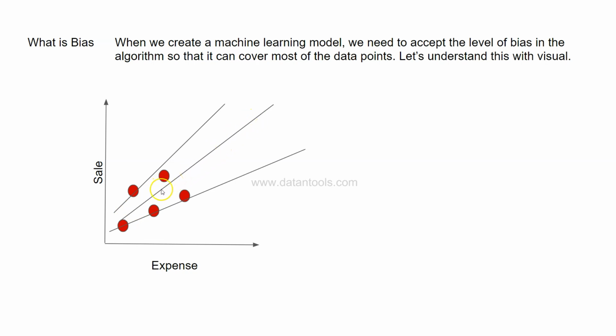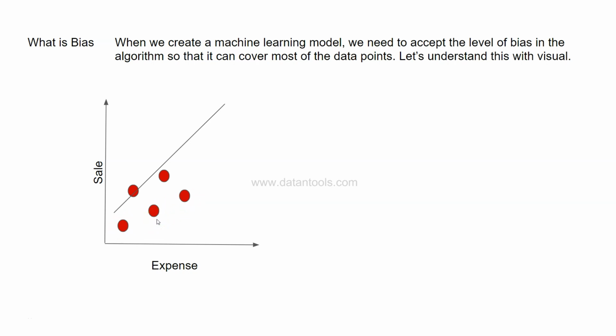Because from this line the distance to each of the data points is less. For example, if I just go 2 steps back and only have this line, the distance from this line to this data point is high, to this data point is high, to this data point is low, and finally the distance from this line to this data point is high.